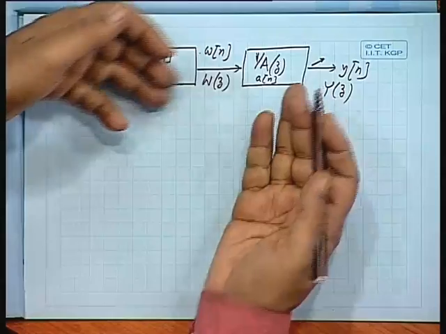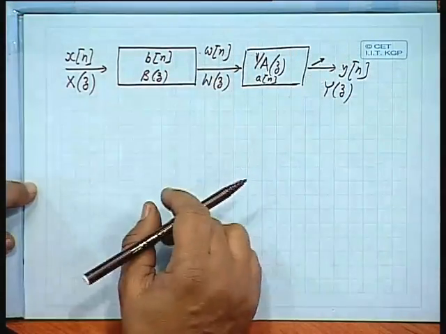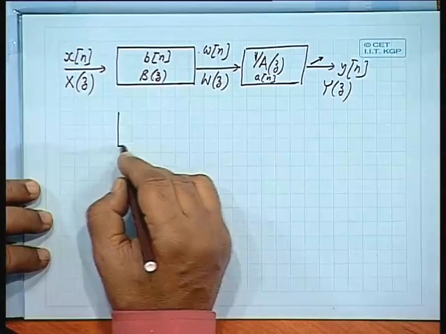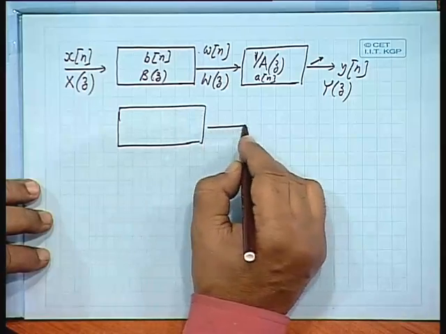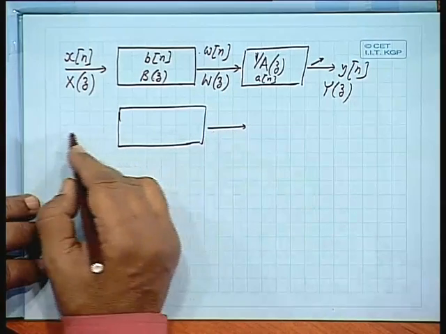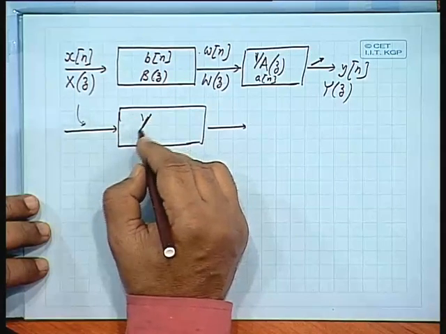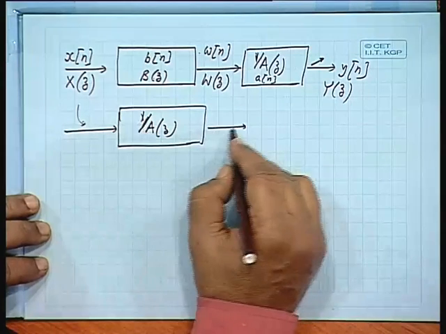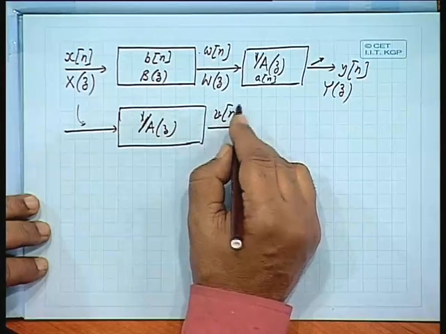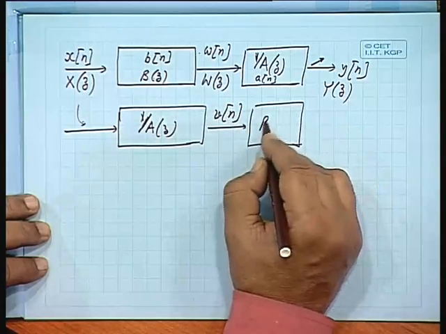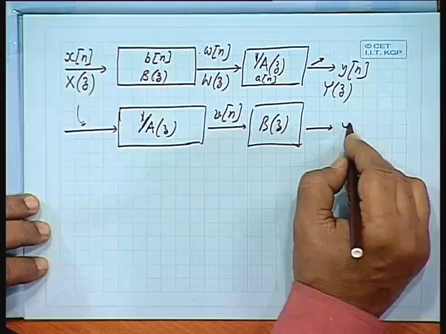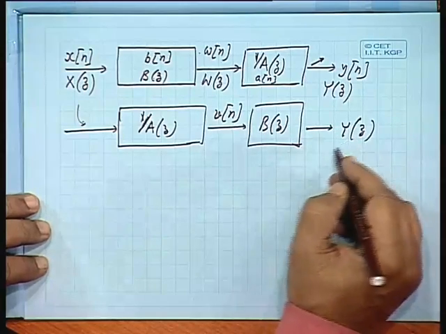One might as well reverse the order of these two hypothetical filters, I can conceive them as two different filters put together in cascade, which is giving me b z by a z, all right. So, I might as well interchange their positions, and one may write, obviously the intermediate output will be different. Once again the same input, so I will write a z, 1 by a z here. And I get say v n as the output and b z here, and then y z is the corresponding output or y n, okay.